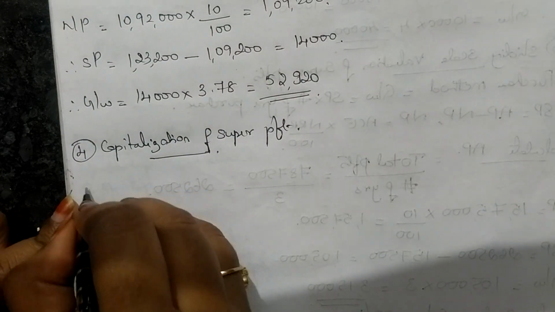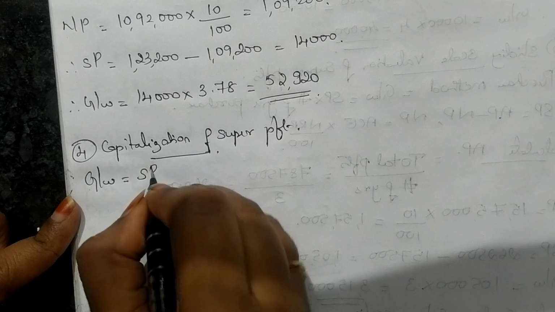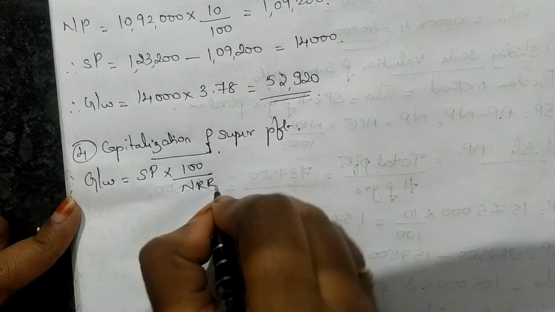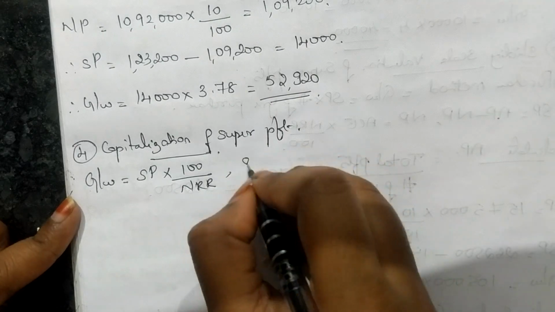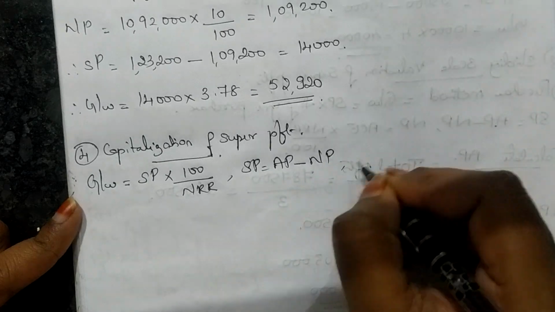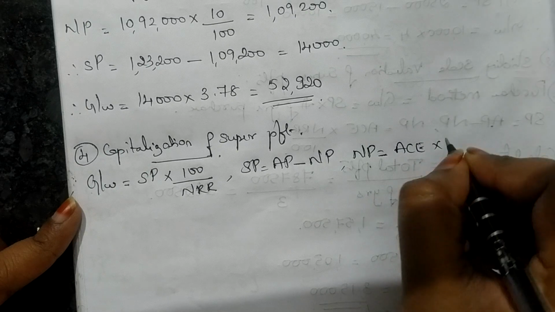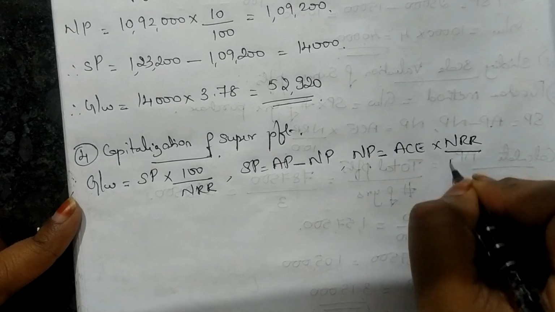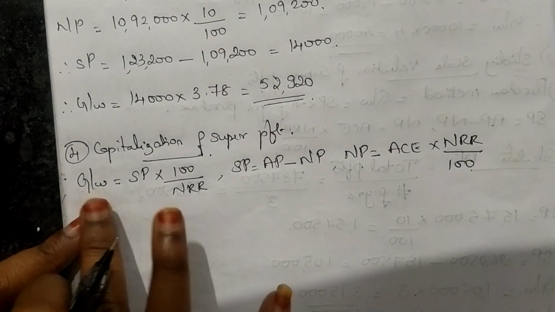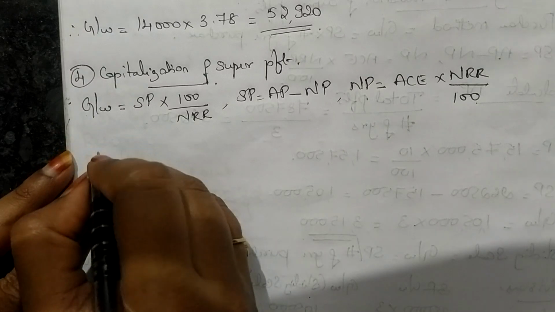Under capitalization of super profit, your goodwill is super profit into 100 divided by NRR. This is the formula. How do you calculate your super profit? Average profit minus normal profit. How do you calculate your normal profit? Average capital employed into NRR divided by 100. So whenever they ask you a question on super profit, write all these formulas first. Now we'll go one by one.